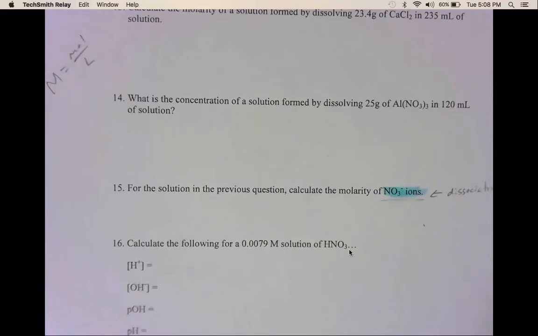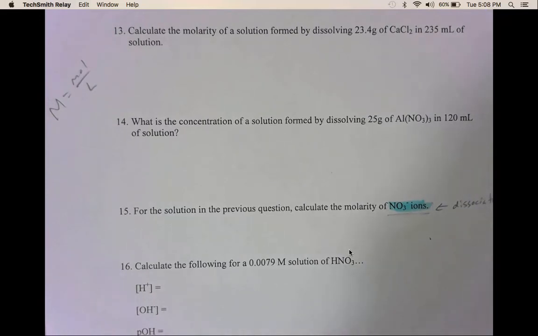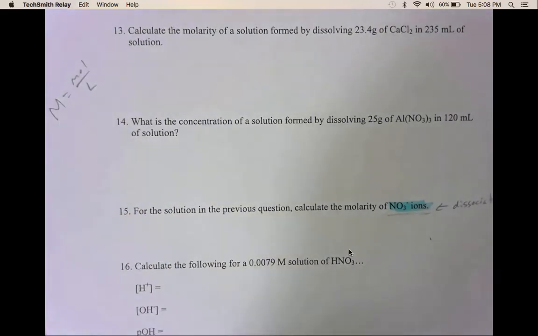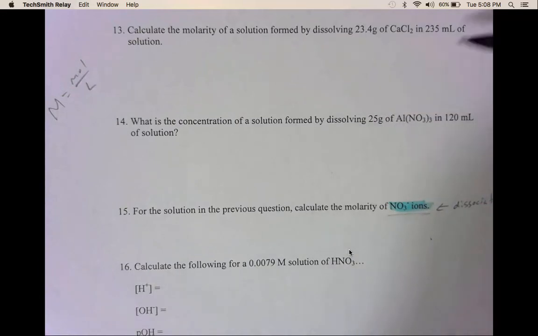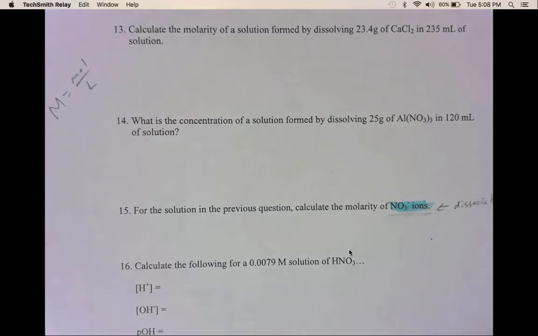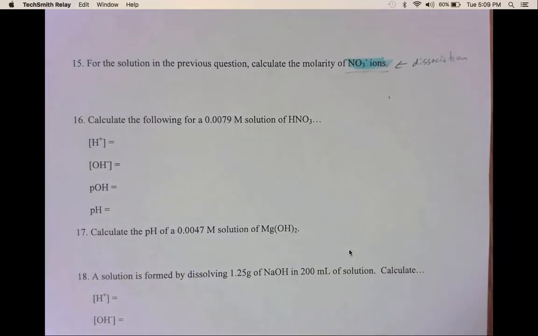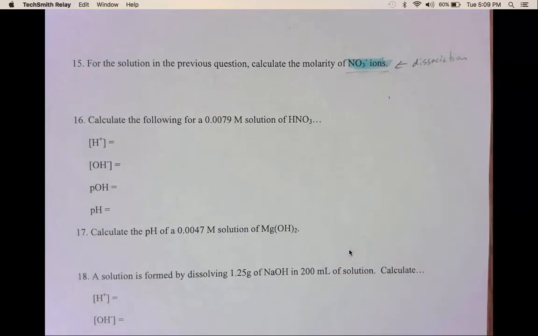Questions 13 and 14 are questions from the previous unit, concentration. So we are going to use our molarity formula, moles over liters. So remember, guys, make sure you convert your grams to moles, and then make sure you convert your milliliters to liters. Remember, we do that by dividing by 1,000. Question 15, it's asking about the ion. Remember, anytime it asks about the ion, we have to dissociate, balance the coefficients, and then use the coefficients to figure out the new concentration.